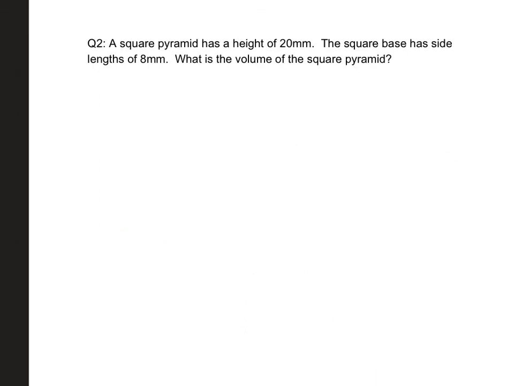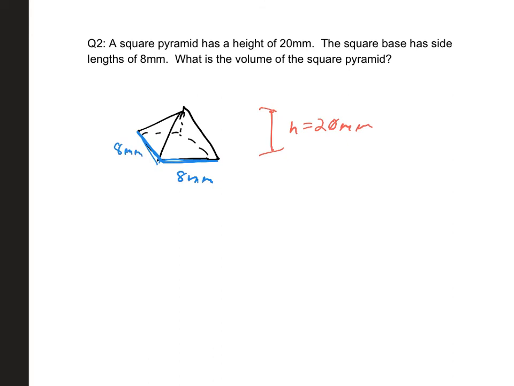Second problem. So we have a square pyramid, and the square pyramid has a height equal to 20 millimeters. So that's the height of the pyramid is 20 millimeters. The square base has lengths of 8 millimeters. So that means this side length is 8 millimeters. It also means that this side length over here is 8 millimeters. In fact, all of those side lengths along the square would be 8 millimeters long. What is the volume of the square pyramid?